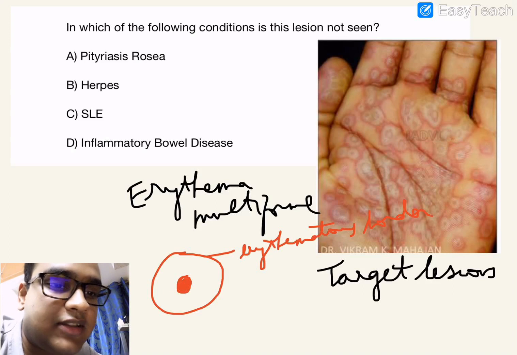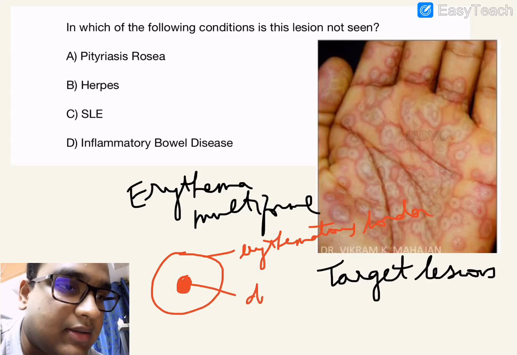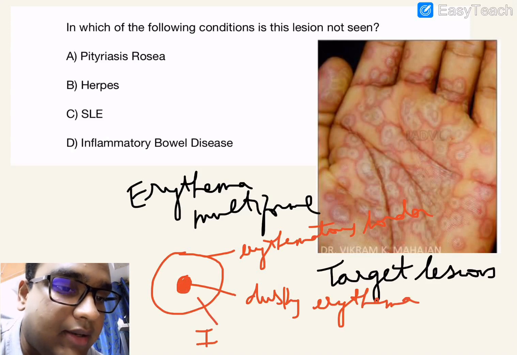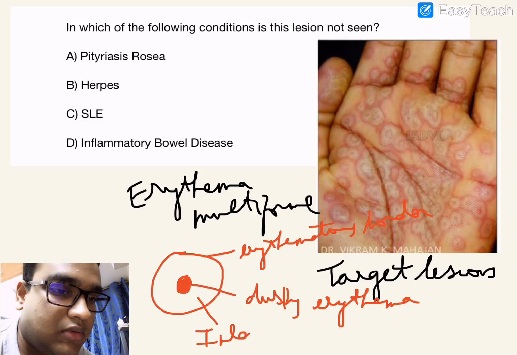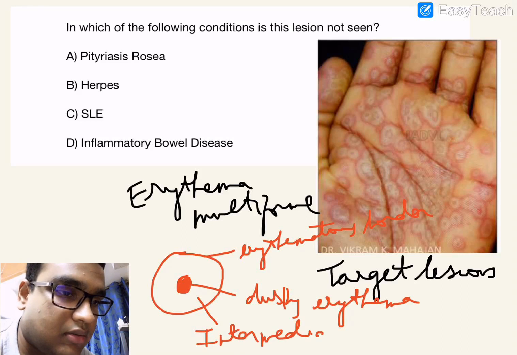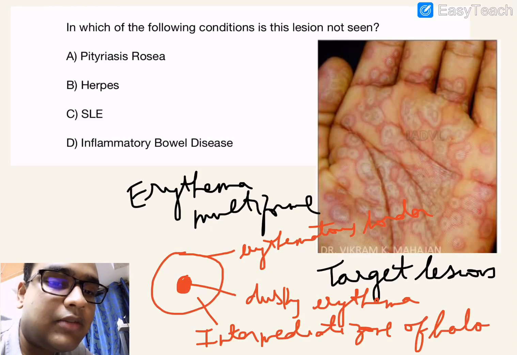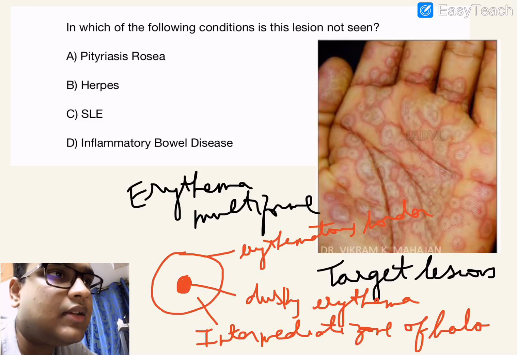So outermost is erythematous border. The center is dusky erythema, and there is an intermediate zone of halo. So these three are the components of the lesion in erythema multiforme, and hence they are called target lesions.